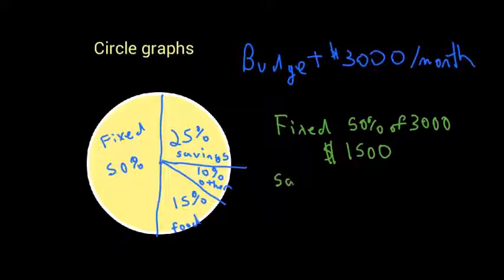For savings, it's 25% of 3,000. So that's going to be half of 50%, so that's half of 1,500. So that would be 750.